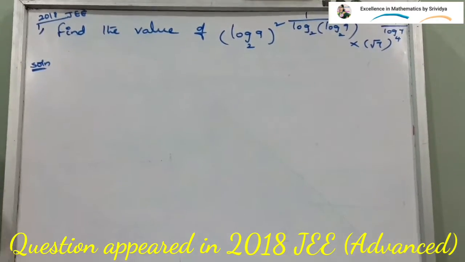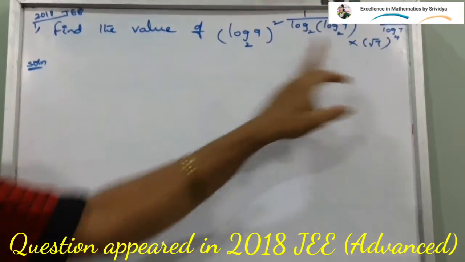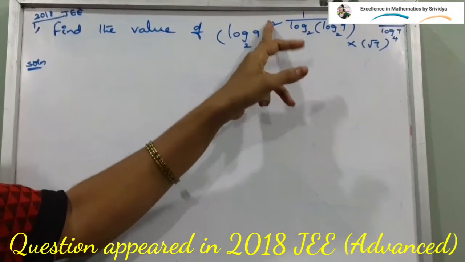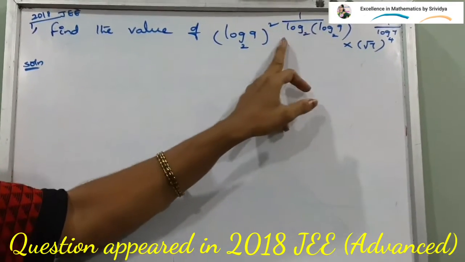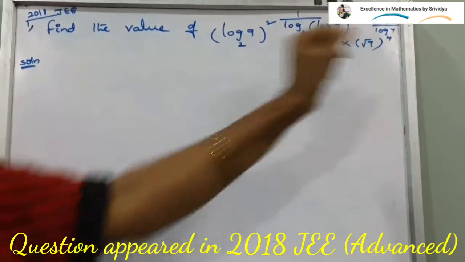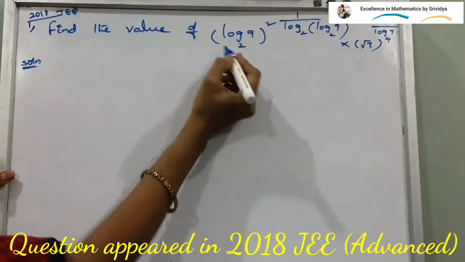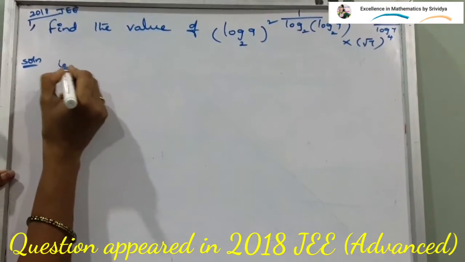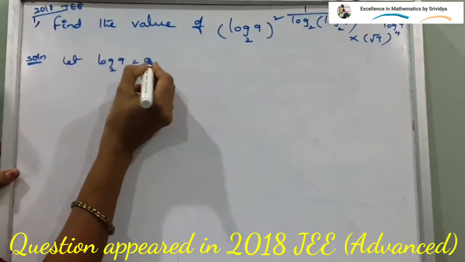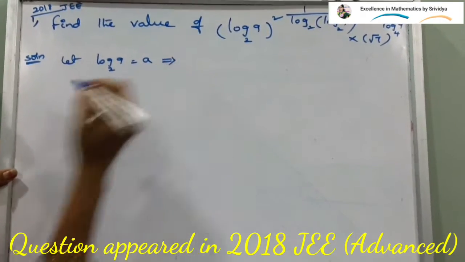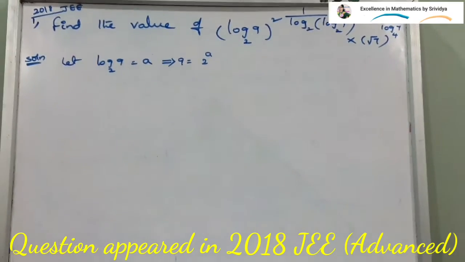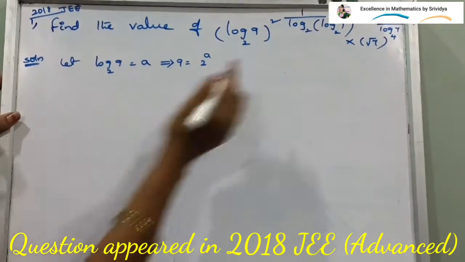Now solution is the product of two logarithms here. First one is (log 9 base 2 whole square) whole power 1 by log 2 of log 9 base 2, into (root 7) whole power 1 by log 7 base 4. Now here first let us take log 9 base 2 is equal to some constant a. From this, 9 is equal to 2 power a.